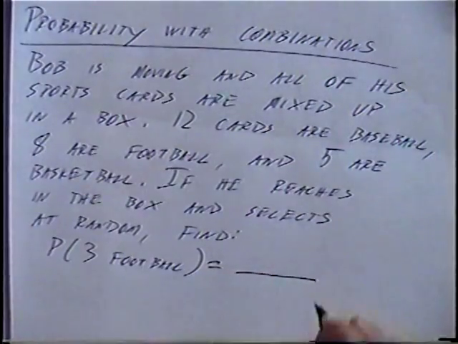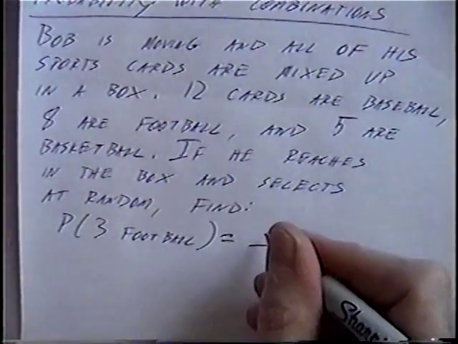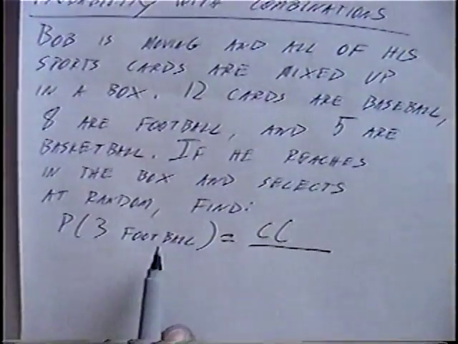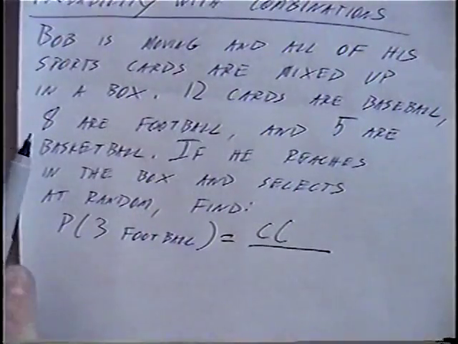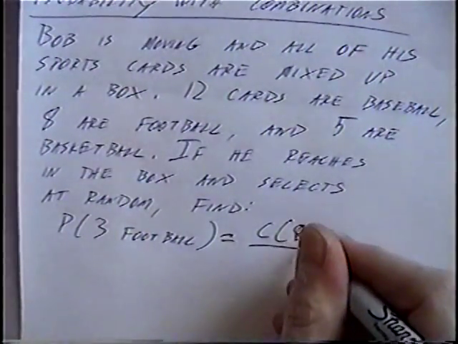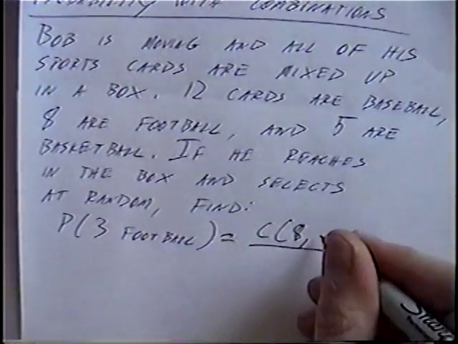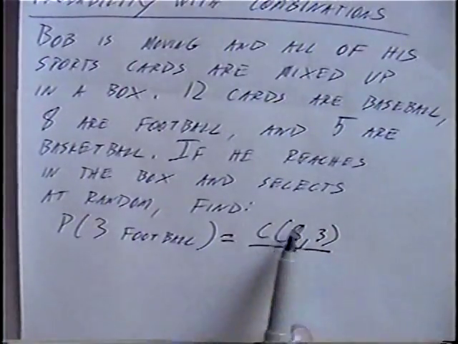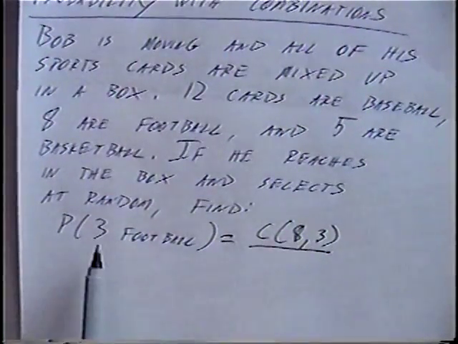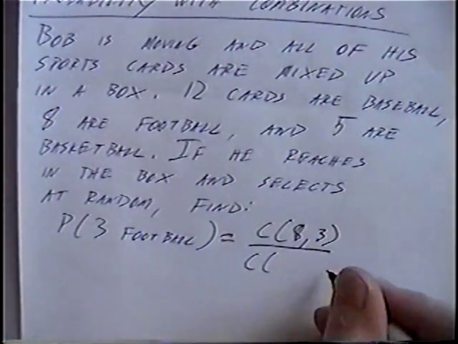Probability again will be a fraction. For the numerator, the chance of success, we'll have a combination for the football cards. The first number is the total number of football cards, which would be 8. The second number is how many we're selecting, or how many we want, which in this case is 3. So combination 8, 3 tells you how many different ways there are to pull out 3 football cards.